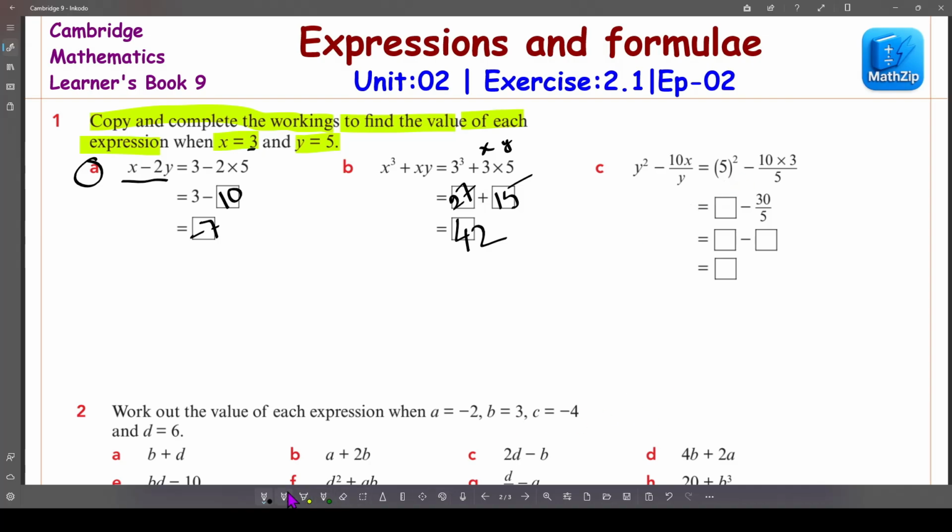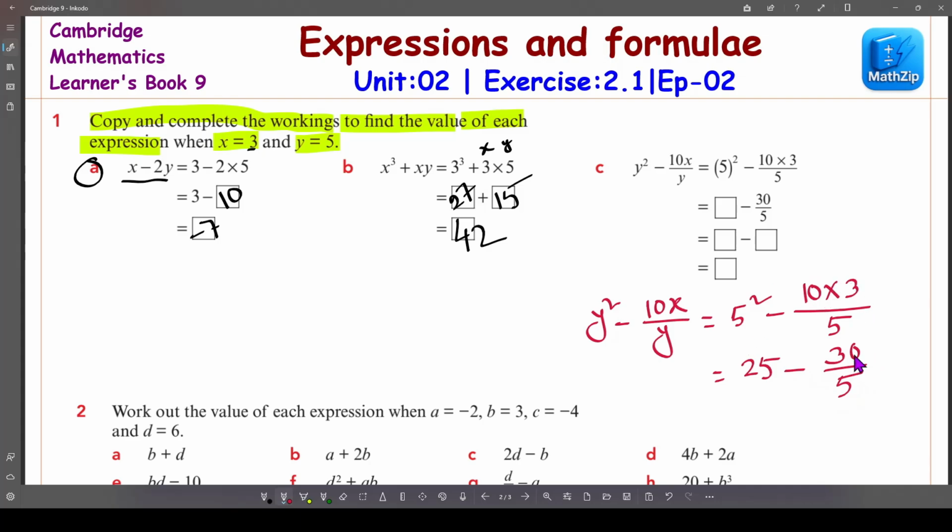Next, y square minus 10x divided by y. So we can simplify this one in here. y means 5, so 5 square minus a fraction where 10 times x is the numerator. It means 10 times x, where x is 3, and y is 5. Okay, so 5 square means 25, minus 10 times 3 is 30, divided by 5. So 30 divided by 5 is 6. So we can write 25 minus 6.